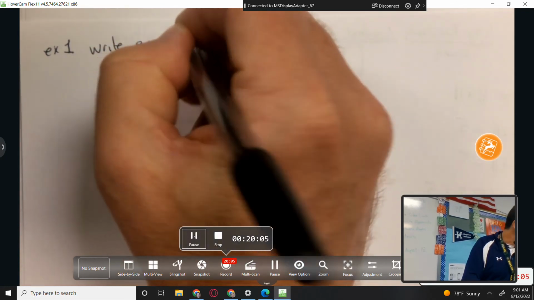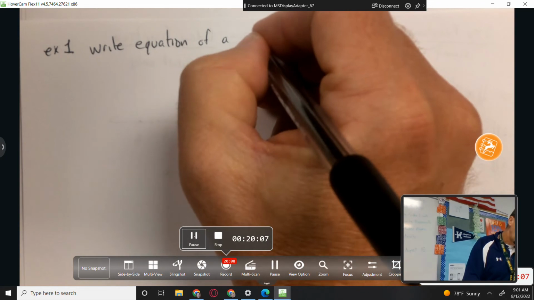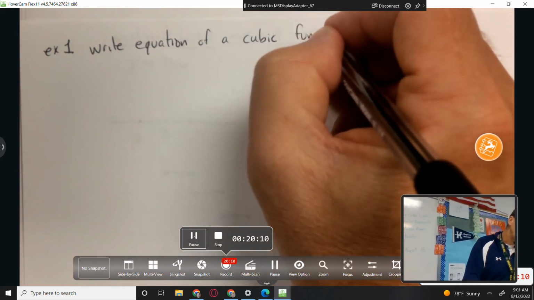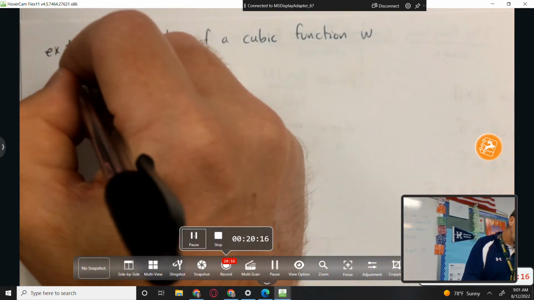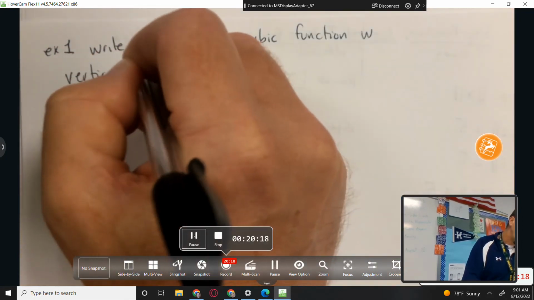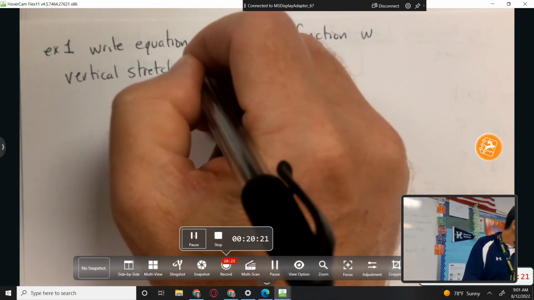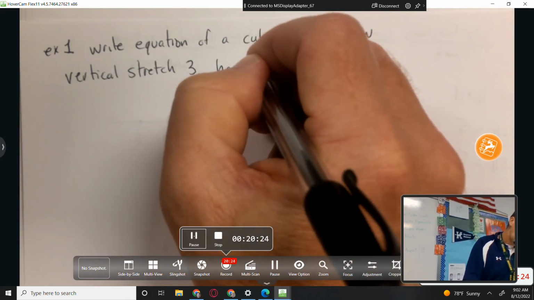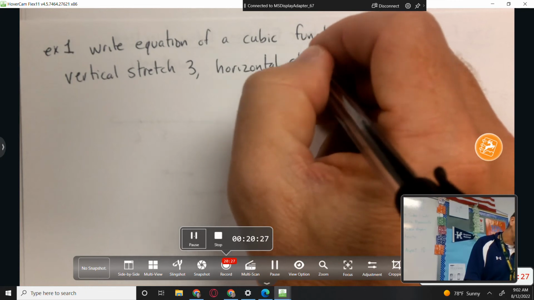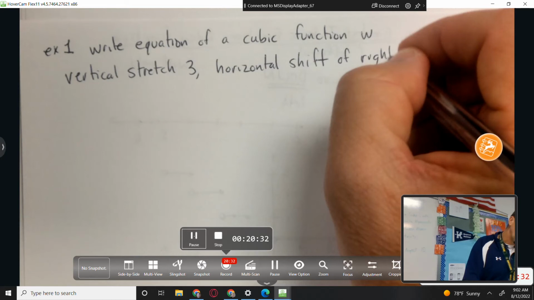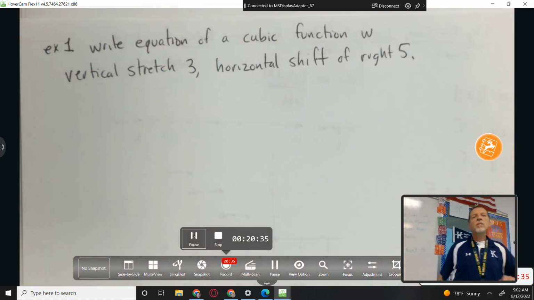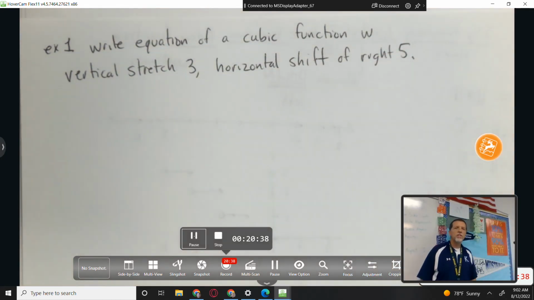Write the equation of a cubic function with vertical stretch 3, horizontal shift of right 5.